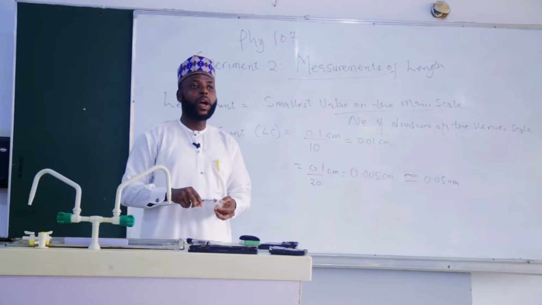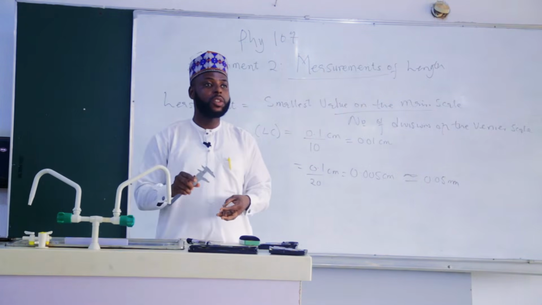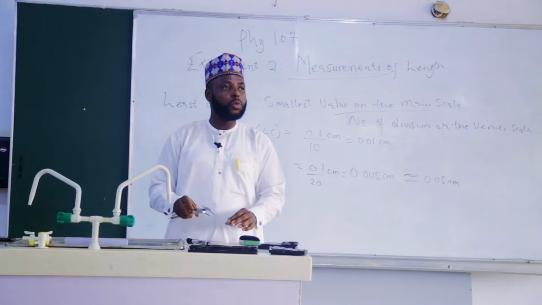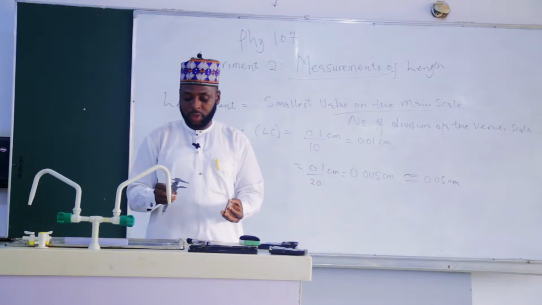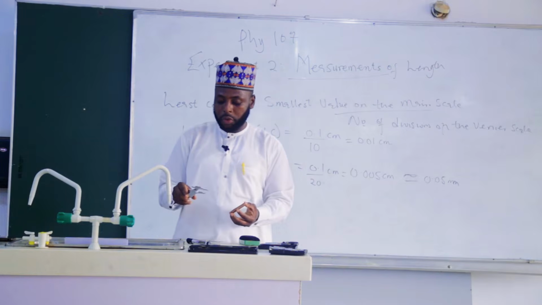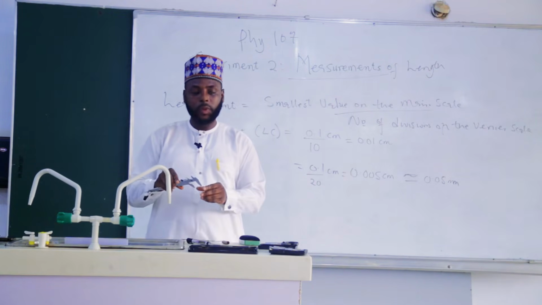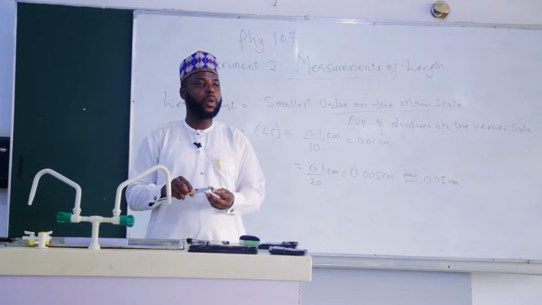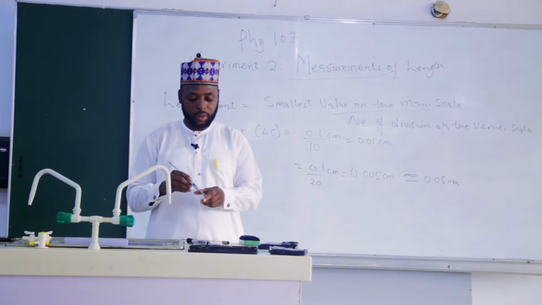So now that we know the concept of the least count, we need to take a measurement using the apparatus. The first thing we are going to do is to check for zero error on the apparatus.